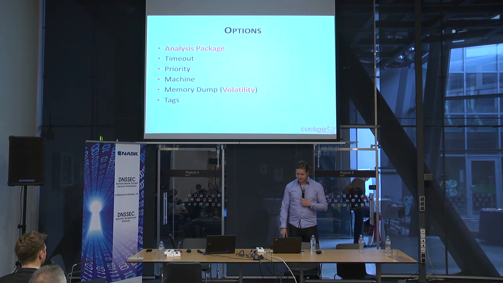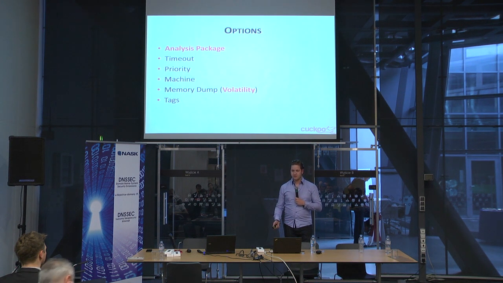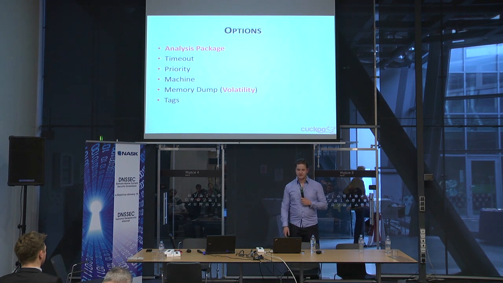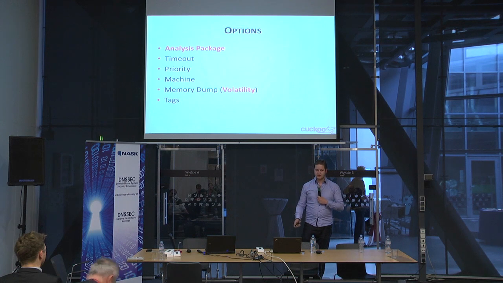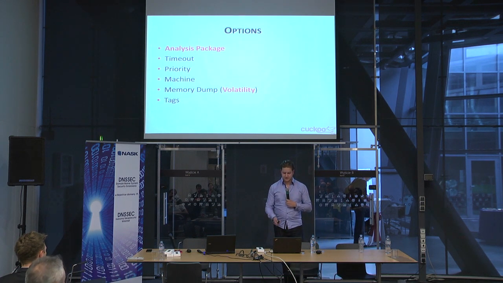Up to you, I'm not a volatility expert. And the tags are quite useful. So if you have multiple versions of Adobe PDF Reader, then you maybe want to use tags. So you can say, this machine has Adobe 6 and this machine has Adobe 9. And then later, when you submit, you can say which machine you want to analyze with using tags.